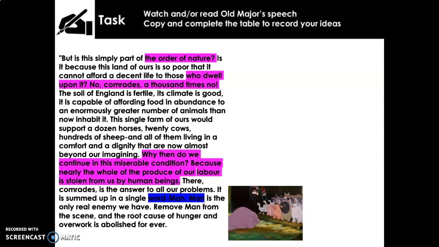So he's repeating actually this rhetorical question and then the answer. That's a repeated rhetorical figure he's using.